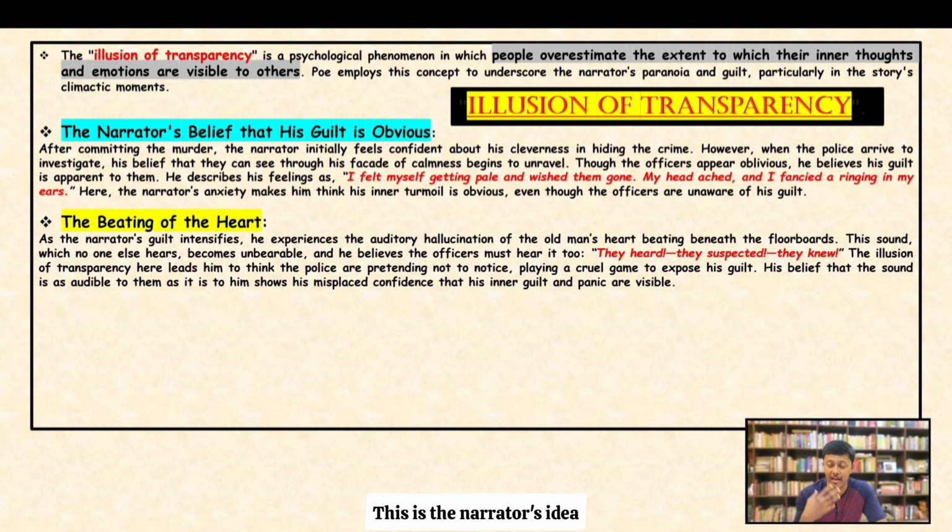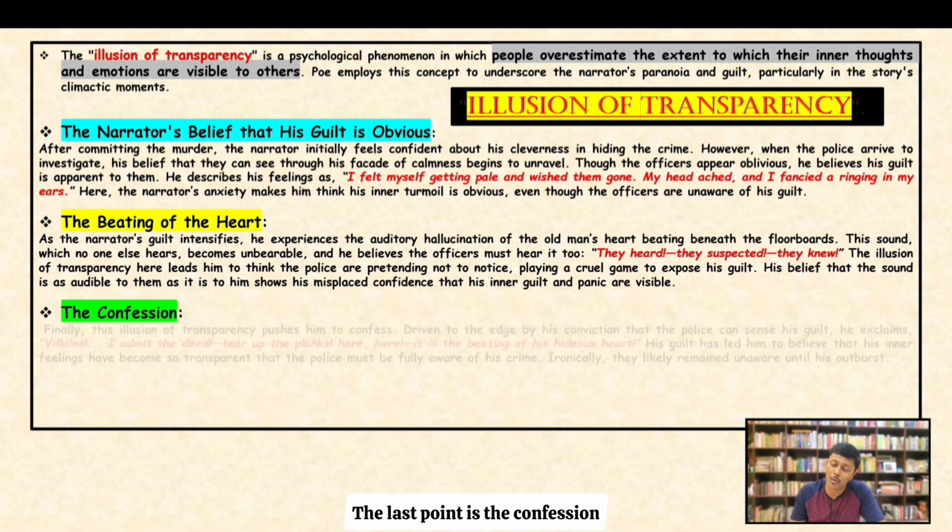This is the narrator's idea. This is the illusion of transparency, as if my inner thoughts are coming outside. So the illusion of transparency here leads him to think the police are pretending not to notice, playing a cruel game to exploit his guilt. He believes that the sound is as audible to them as it is to him. So this is a misplaced confidence, that his inner guilt and panic are visible.